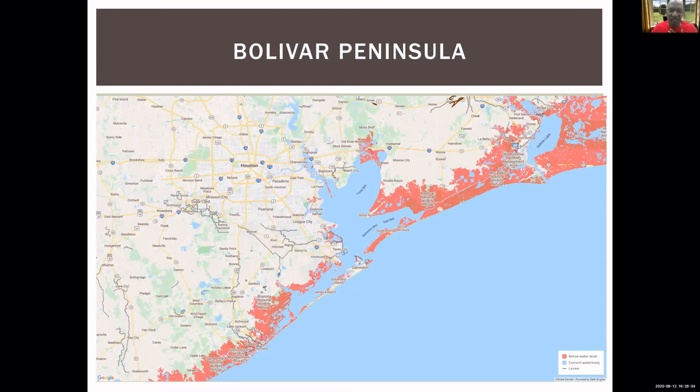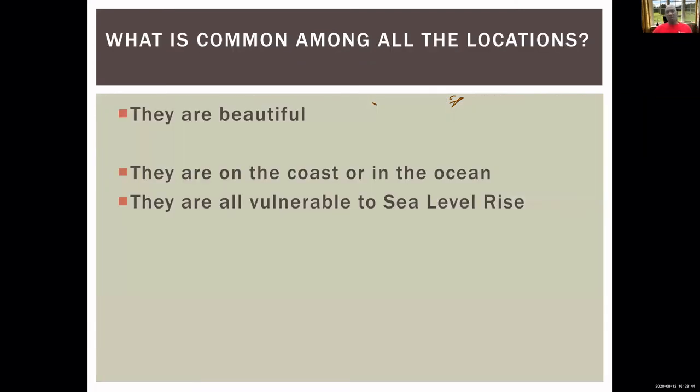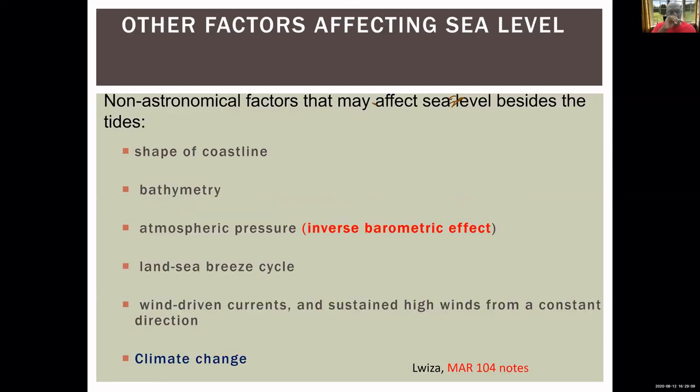And the Bolivar Peninsula is still the same. You're talking about in Texas, and it's also very vulnerable. So as I said earlier, most of these places are beautiful, and that's why we chose them to go for vacation. And they are on the coast or they are in the ocean. But the most important thing I want to point out here is they are vulnerable to sea level rise.